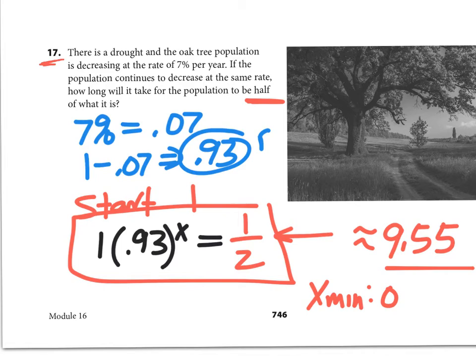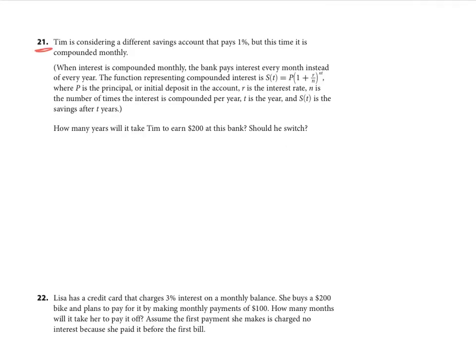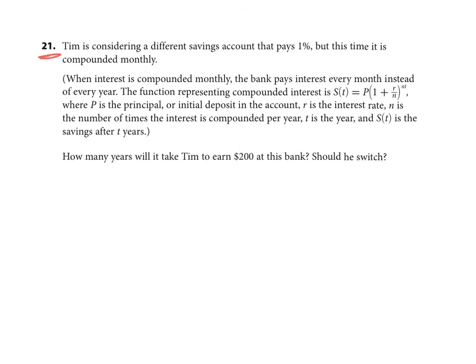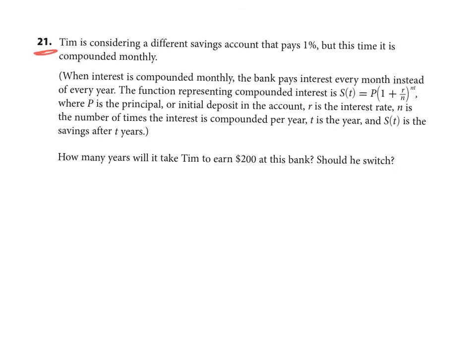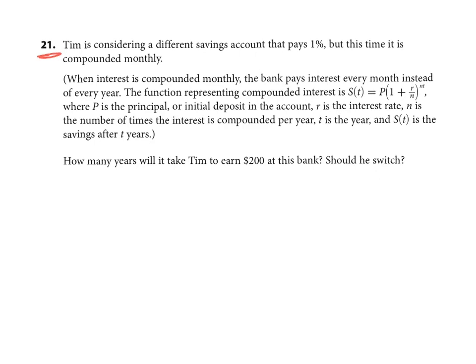Okay, let's look at one more problem. Let's look at problem 21. Tim is considering different savings account plans that pay 1%. So if they're paying 1%, that means it's increasing. But this time it is compounded monthly. Okay, so in the previous problem, they didn't compound it monthly. When interest is compounded monthly, it pays interest every month instead of every year.